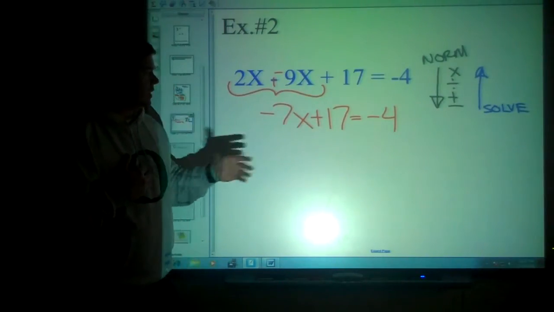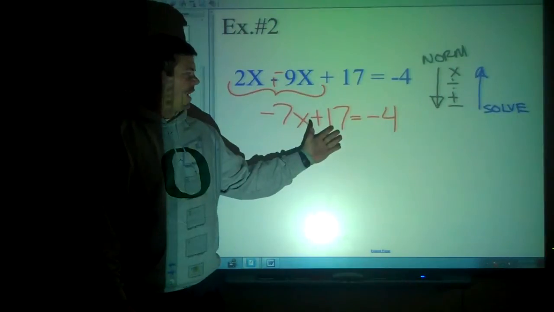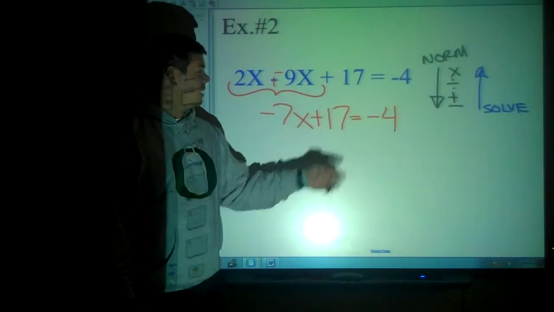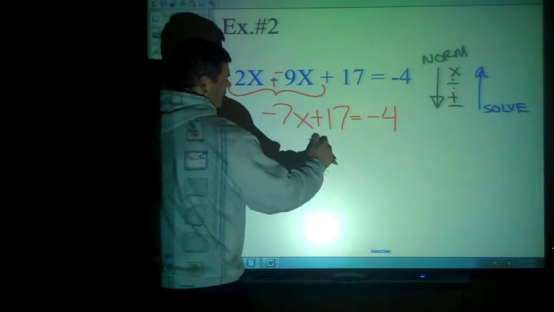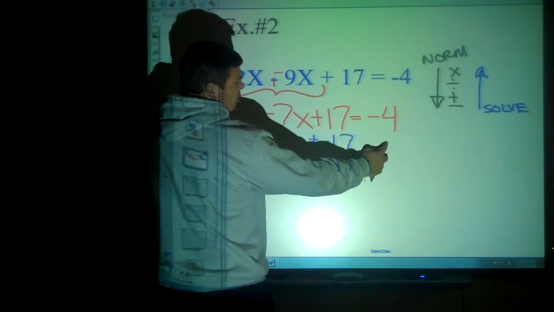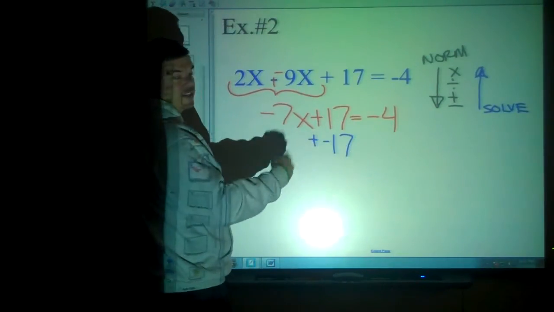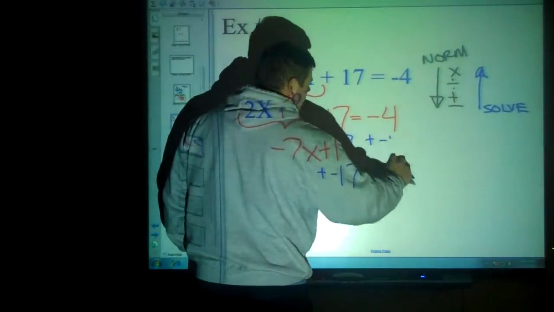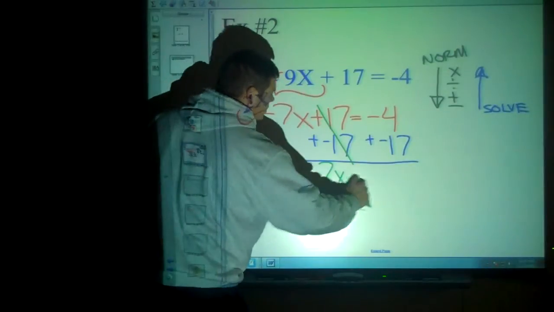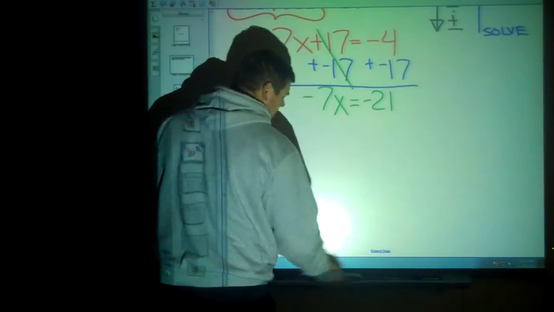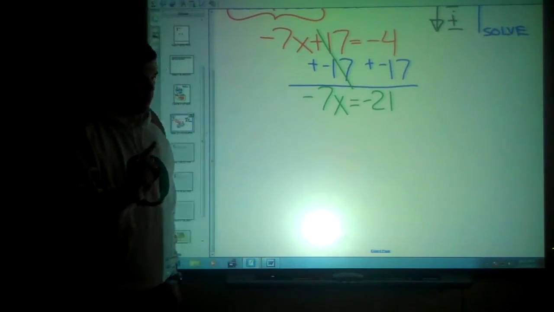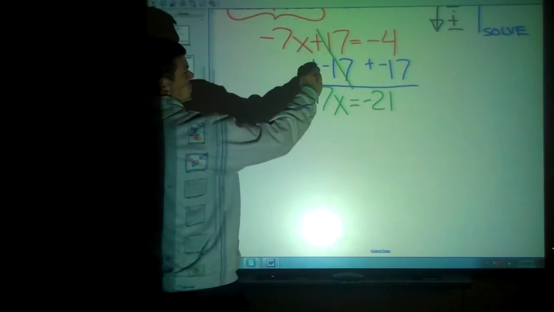What I like to think of is this stuff has x's, this stuff does not have x's, this stuff does not have x's. The stuff without x's needs to get together. So I have to get rid of a positive 17 by adding a negative 17. Be careful you don't just subtract 17. People come over here and subtract 17, they get negative or positive 13, which is clearly the wrong answer once you see it correctly. We should have negative 7x is equal to negative 21. A very common mistake, these people end up with a positive or negative 13 because they don't deal with signs correctly. Watch that.